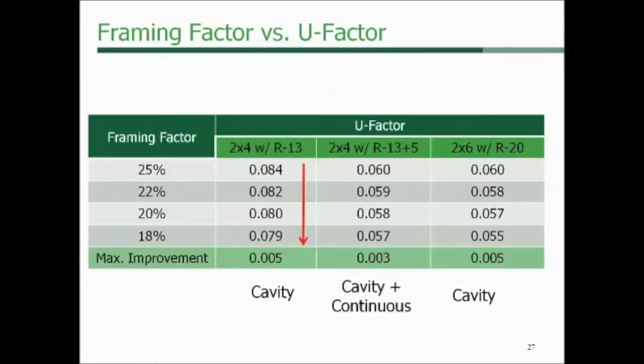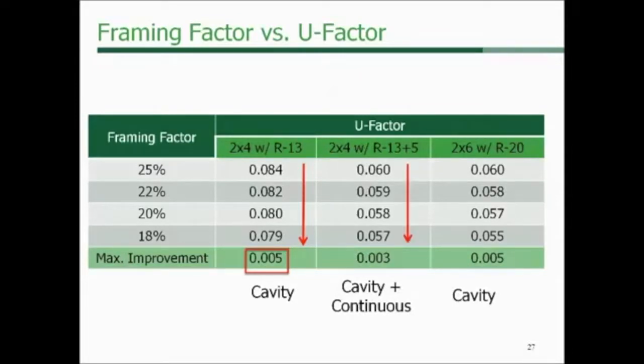But as we reduce the framing factor, as we have more cavity and less wood path, you improve the U factor. We improve the U factor by 5/1000ths of a U factor. So I do a lot of work and I get 5/1000ths of a U factor. If you only need a little bit of a U factor change, then changing your framing might make sense. If you need a big change, it's probably not worth it.